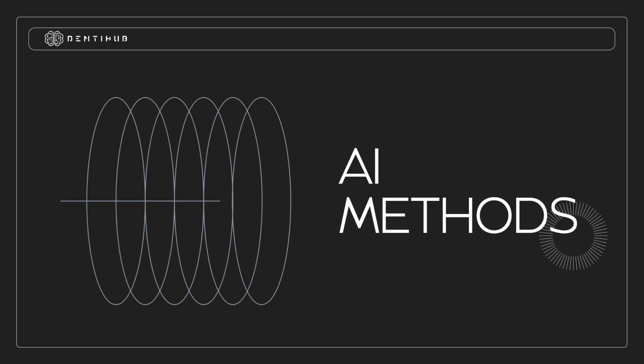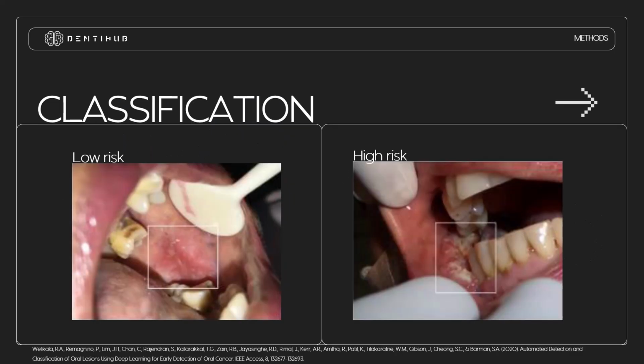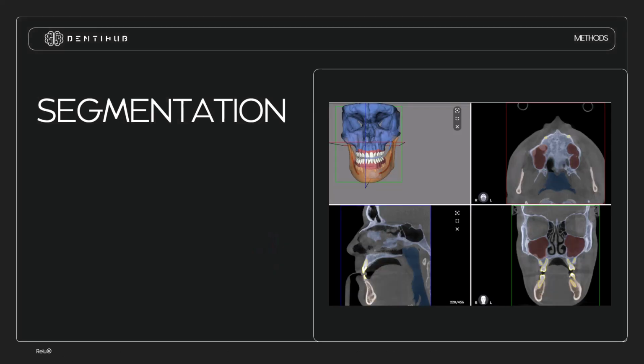Here are a few methods that are currently being applied in dentistry. Classification may entail predicting a type of lesion or condition given a patient's image. This method can be used to determine potentially malignant lesions. Next, we have segmentation, like what we saw in our first example. It means dividing an image into different regions and assigning each region a semantic label.